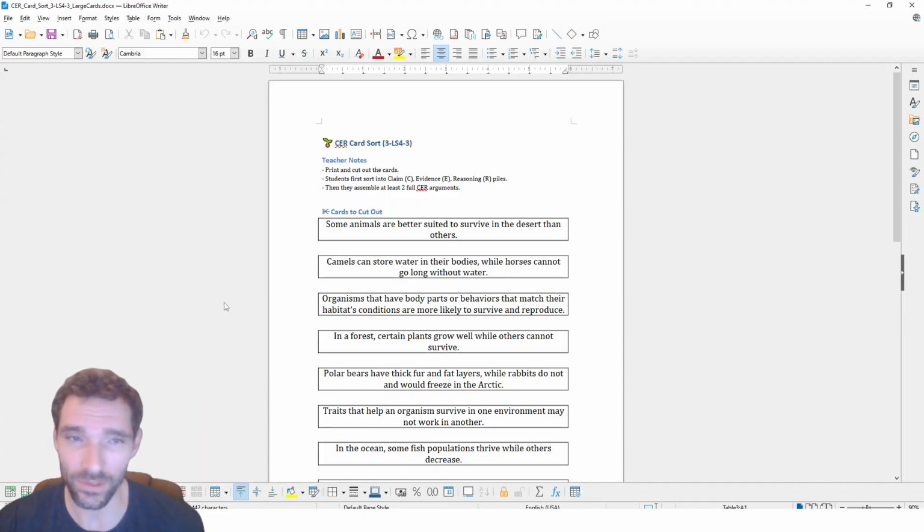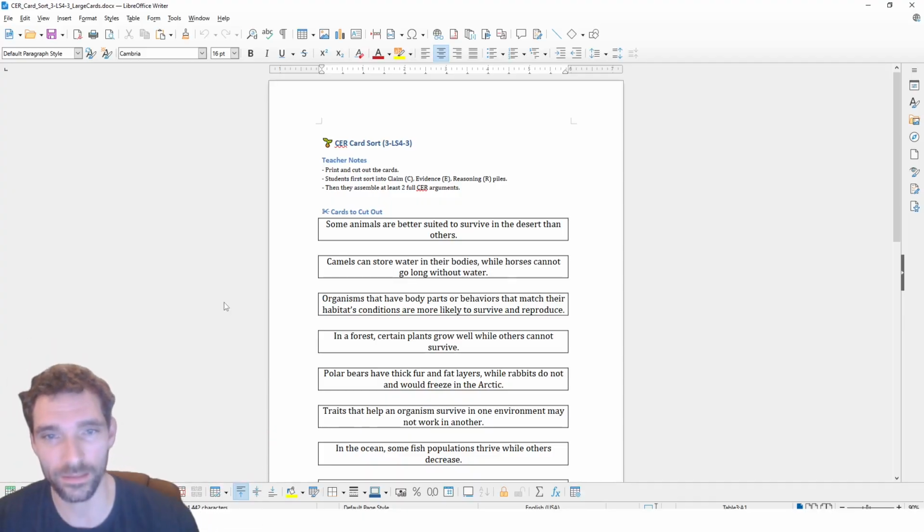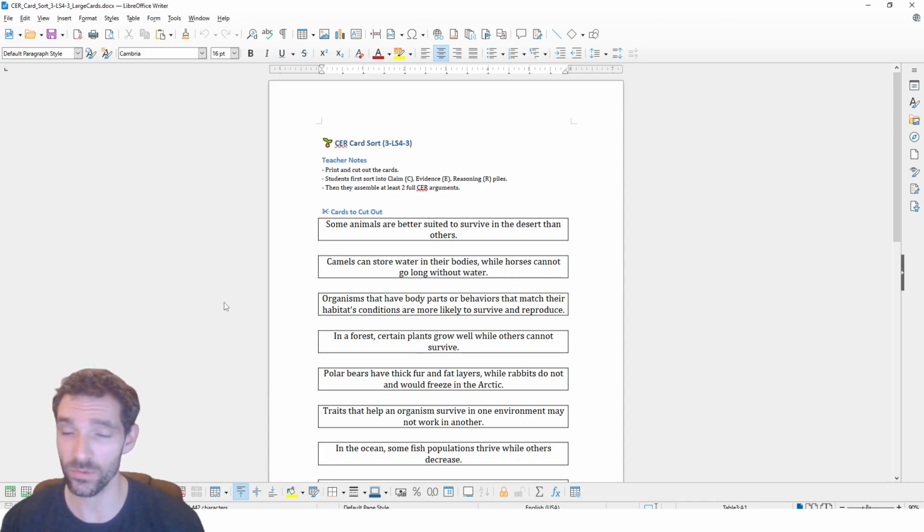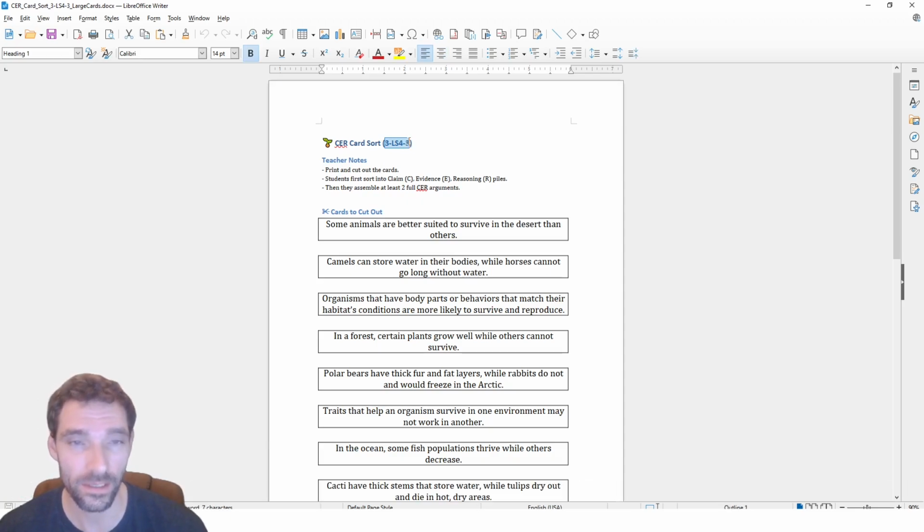Hi, my name is Andrew McLaren, and I want to help you make something called a CER card sort using AI. Now, this is an example of one for third grade for this relevant standard. This is an example of what the AI made.